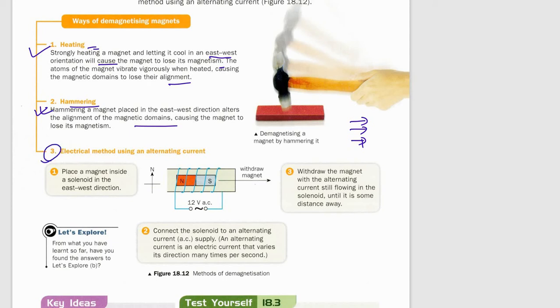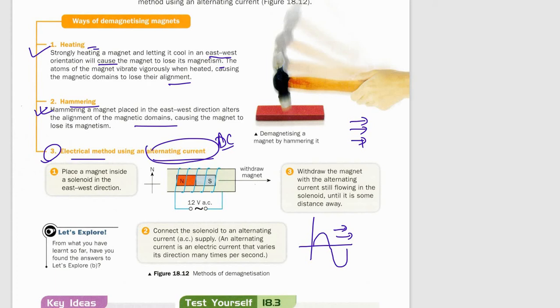The third method is very effective, called the electrical method, where you provide alternating current. Just now, in magnetization, we discussed DC current, direct current. Here we are talking about alternating current. Why? Because you want the magnet to change its orientation. One time the current will go in this direction, the next time it will go in the other direction. In this way the domains are completely disorganized.